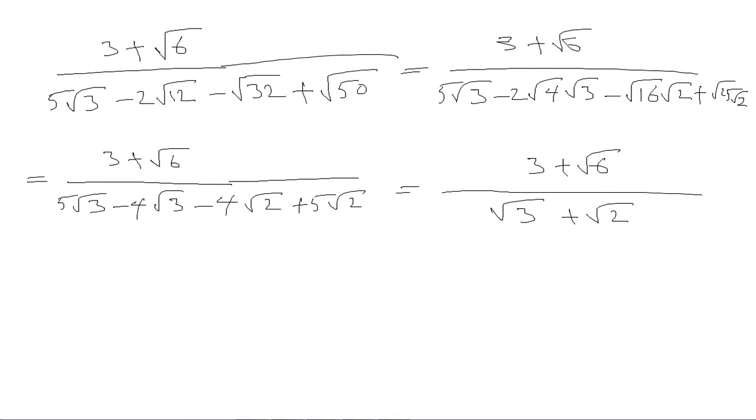I'm not done yet because I need to rationalize the denominator. That is part of the simplifying process. So I need to multiply both numerator and denominator by the conjugate of the denominator. And the conjugate of the denominator is radical 3 minus radical 2.